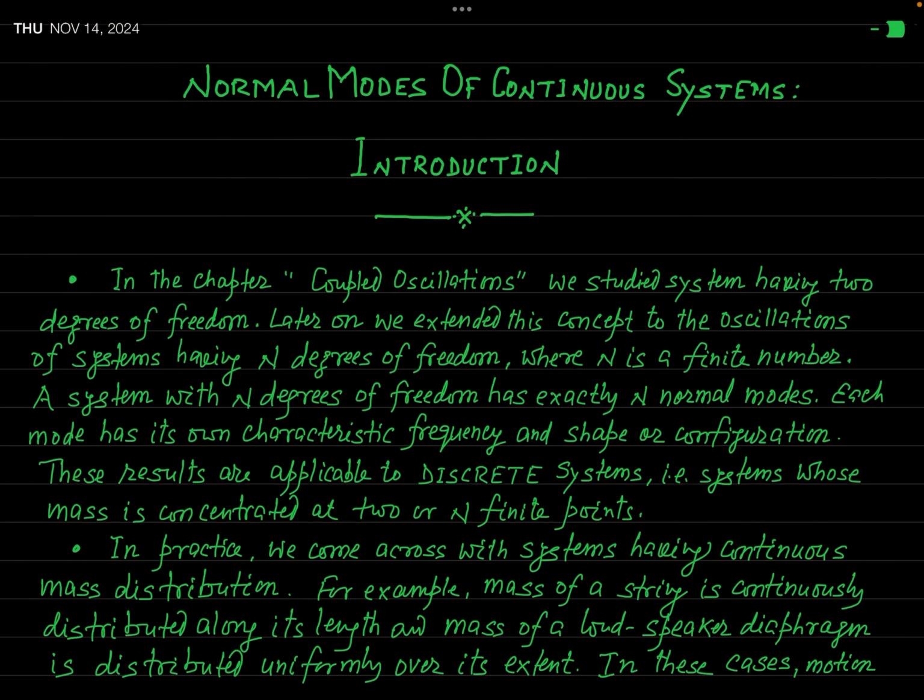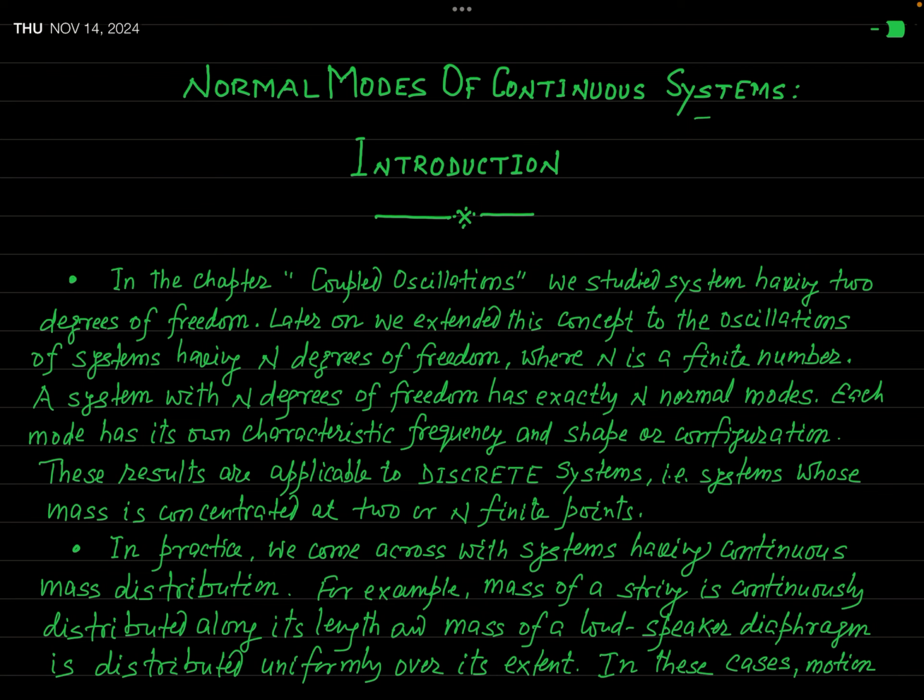From today, in waves and oscillation, we are going to start a new chapter, normal modes of continuous system. Actually, in this chapter, we will see a particular method which is called the Fourier method to analyze the normal modes of continuous systems. Okay.